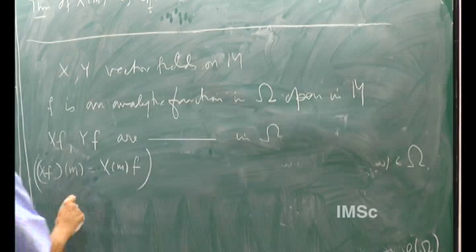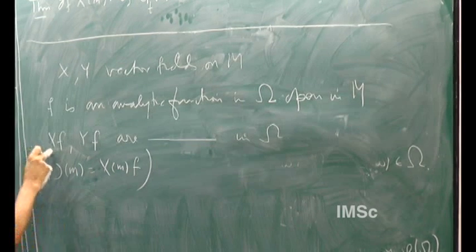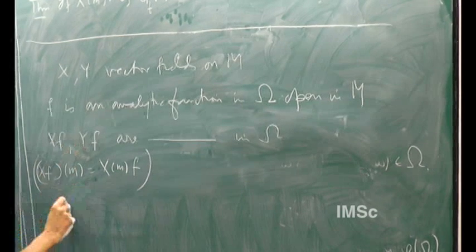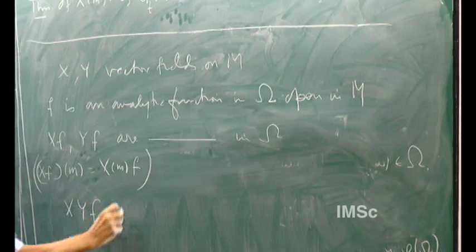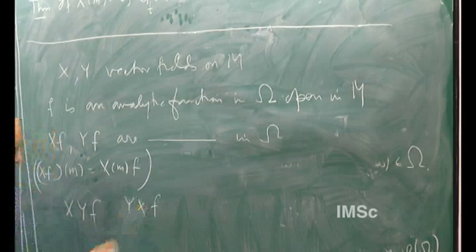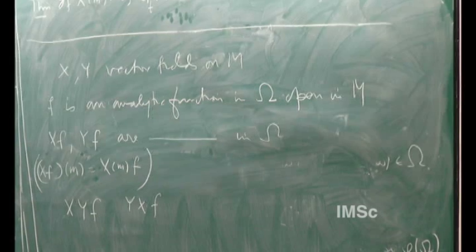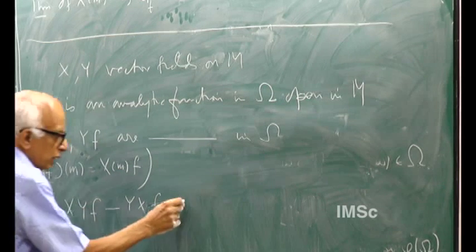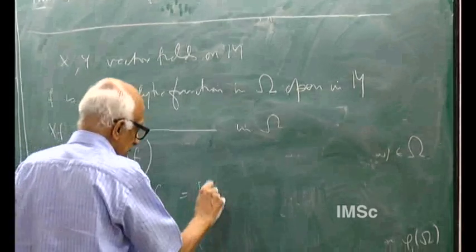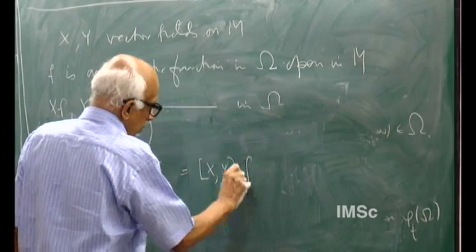I can now differentiate this xf by y. I can look at yf by x. I can look at x by f, and yxf also makes sense. It turns out if I look at the difference xyf minus yxf, this is usually denoted bracket xy on f.